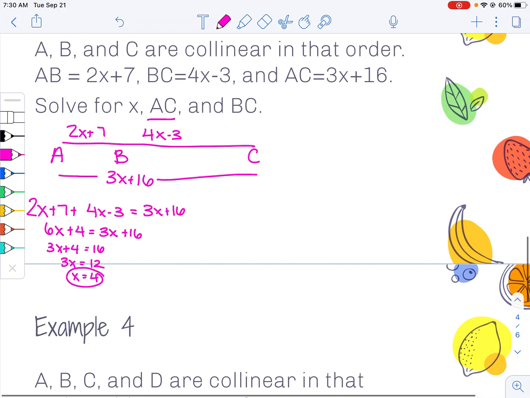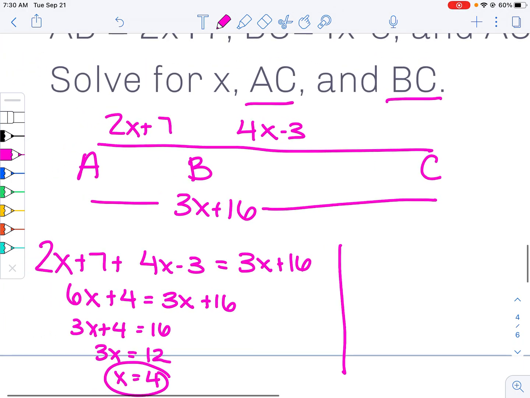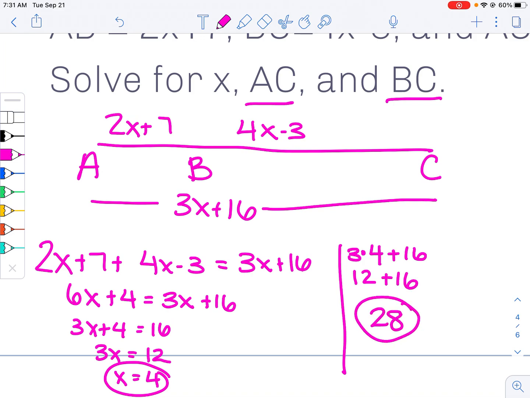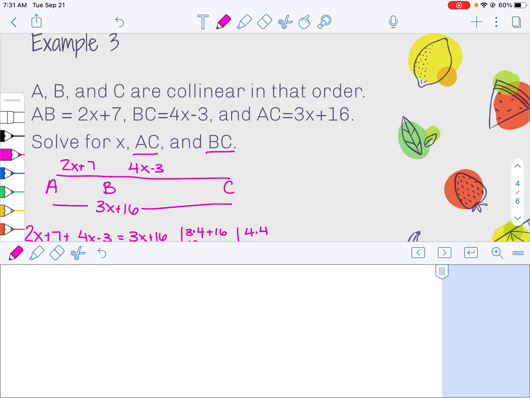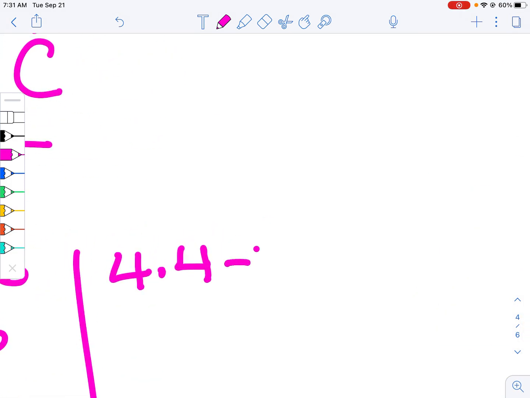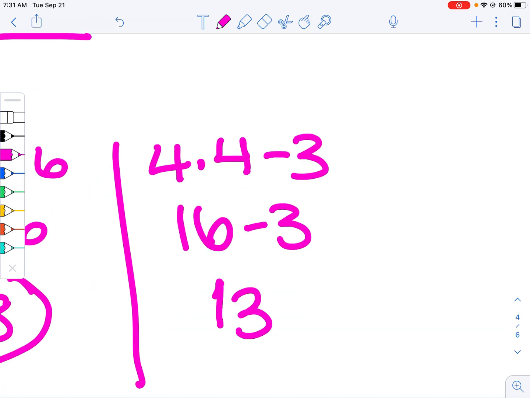They asked me to also solve for AC and BC. I'm going to solve AC first. So I'm doing 3x plus 16, except now we know that x is 4. So I need to do 12 plus 16 and get 28. And then do the same for BC. 4 times 4 minus 3. And get 16 minus 3, or 13.